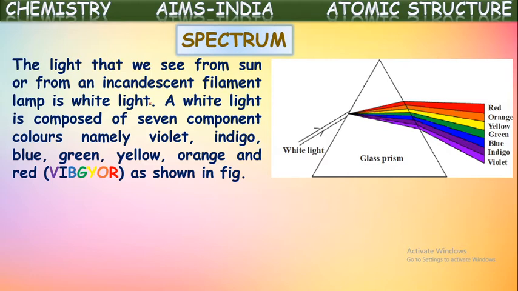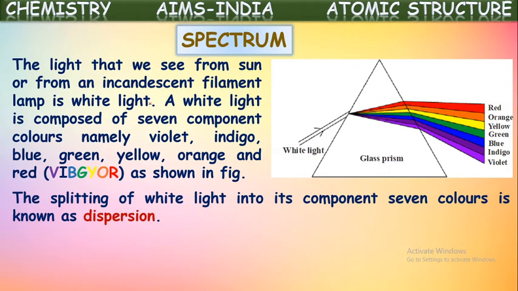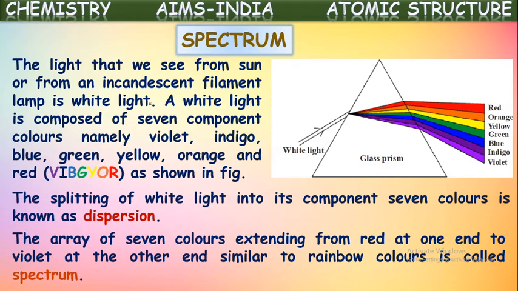Vibgyor colors. When this white light is passed through a glass prism, it splits into 7 component colors as shown here, which are commonly called Vibgyor. The splitting of white light into its 7 component colors is known as dispersion. The array of 7 colors extending from red at one end to violet at the other end, similar to rainbow colors, is called a spectrum.